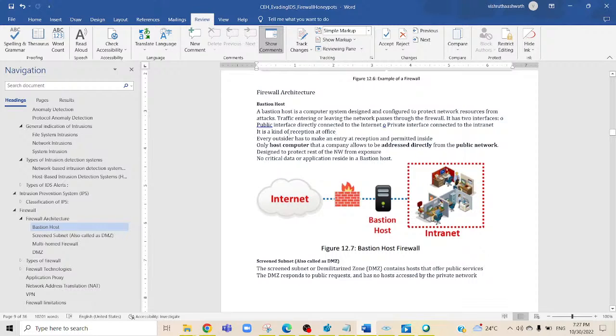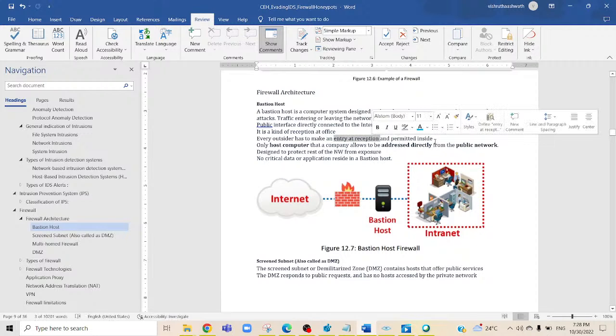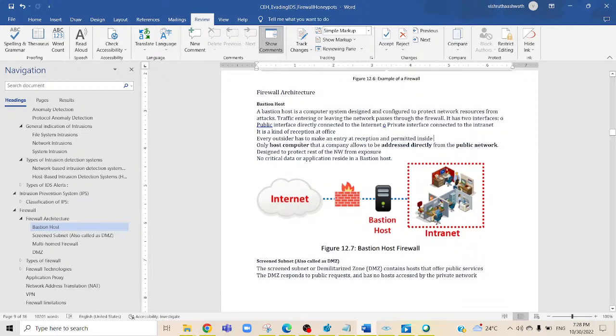So it's kind of like a reception at the office. Every outsider has to make an entry at the reception and is then permitted inside. It is the only host computer that a company allows to be addressed directly from the public network, designed to protect the rest of the network from exposure. No critical data or application resides in the bastion host.